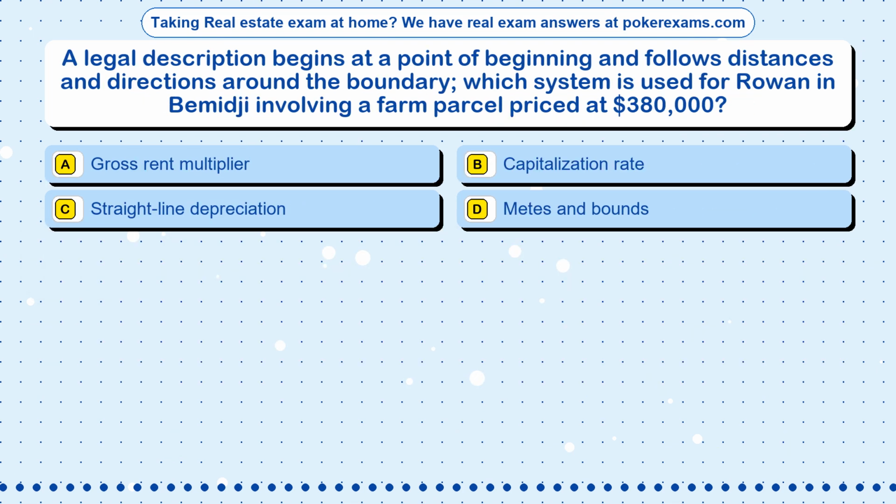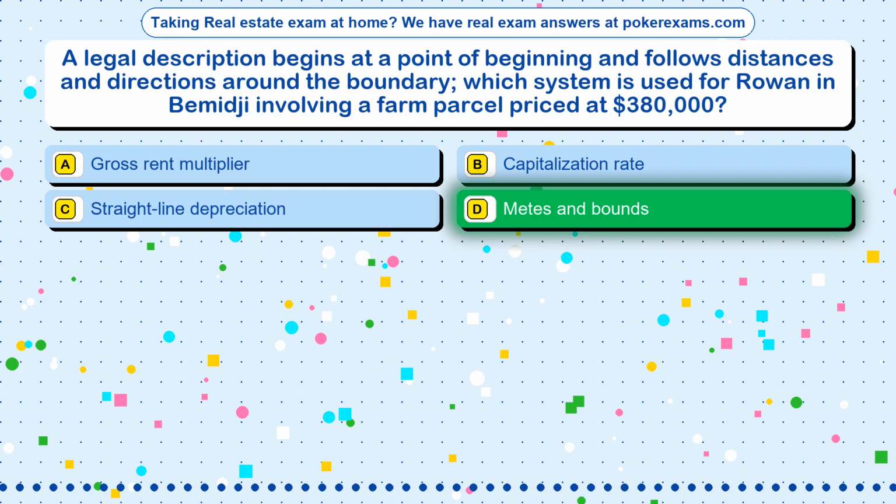Question 56. A legal description begins at a point of beginning and follows distances and directions around the boundary. Which system is used for Rowan in Bemidji involving a farm parcel priced at $380,000? Option A, gross rent multiplier. Option B, capitalization rate. Option C, straight line depreciation. Option D, metes and bounds.